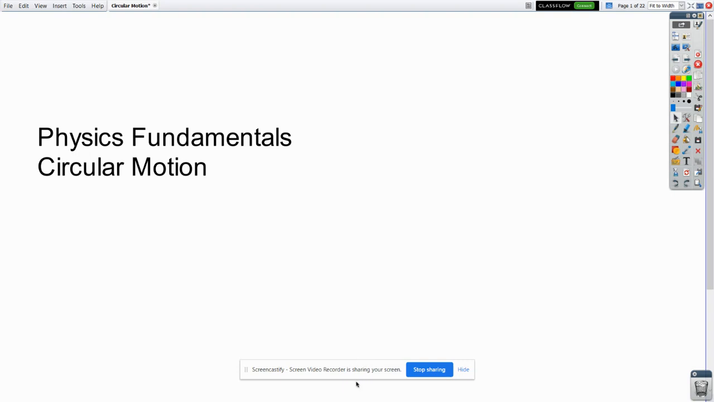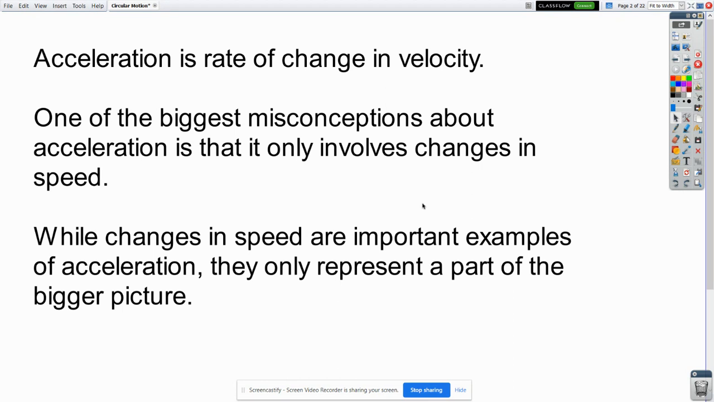In this video, we're going to be taking a look at circular motion, what causes it, how to illustrate it, and how to describe it. This video is in preparation for being able to do some math with it. First of all, acceleration is the rate of change in velocity.